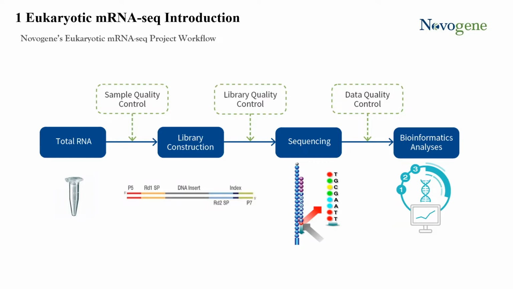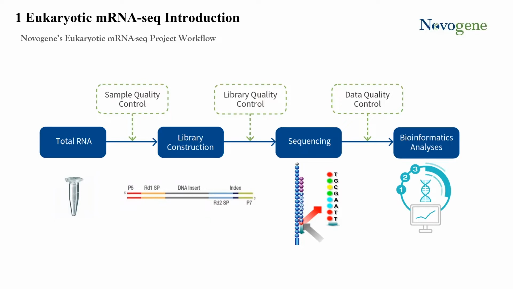The picture that you see below is the standard library construct, which consists of a P5 and a P7, the oligos that bind to the flow cell, a Read 1 sequencing primer, a Read 2 sequencing primer, and a DNA insert as well as an index for demultiplexing purposes. Once the library construction is done, we QC all the libraries, and based off of the qPCR values, we sequence on the NovaSeq platform.